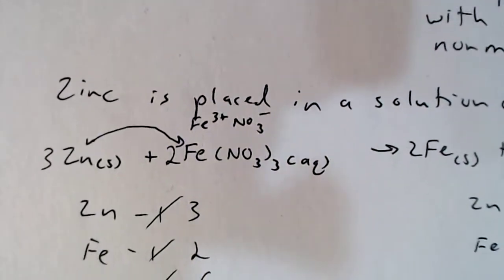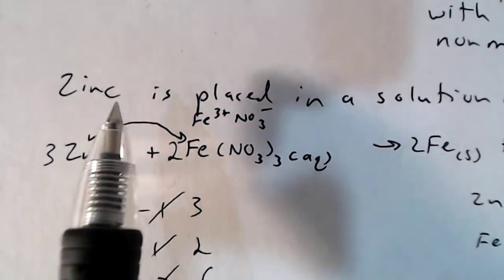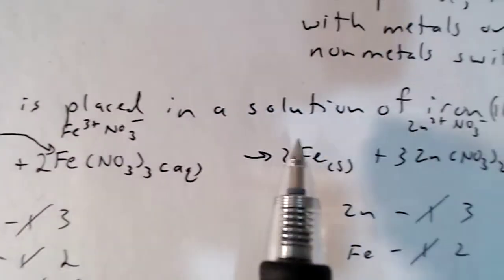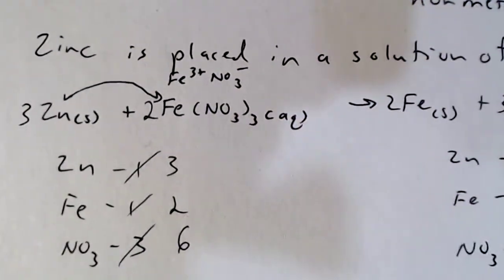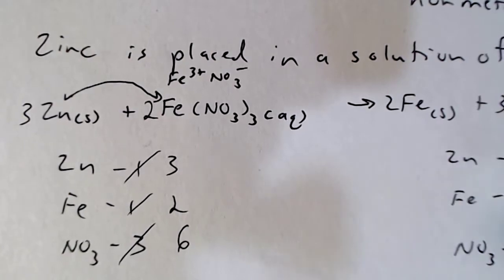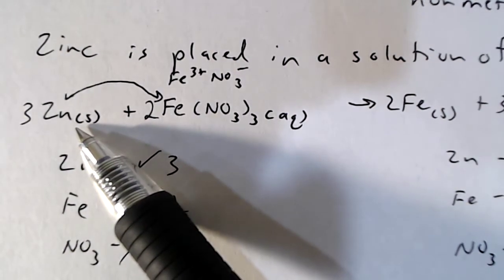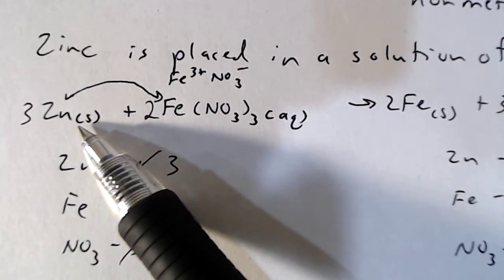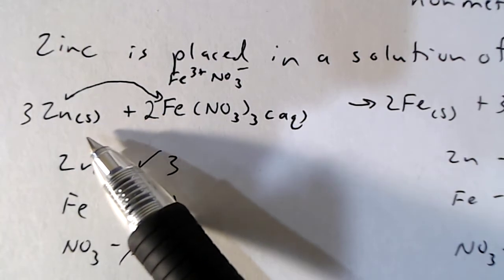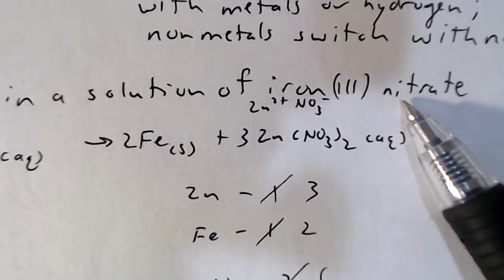So, your first question: zinc is placed in a solution of iron(III) nitrate. Predict the balanced chemical equation that would occur here. All right, so zinc is a metal. It's going to be solid at room temperature. All metals are solid at room temperature except for mercury, Hg, that's liquid. And then it's placed into a solution of iron(III) nitrate.